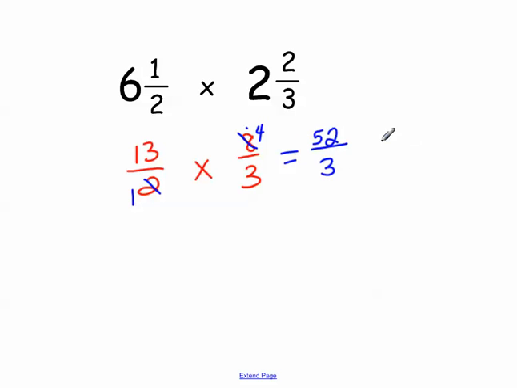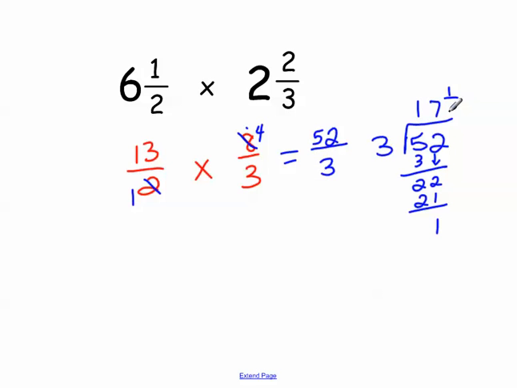Again, that is improper, so I need to divide. 3 goes into 5 one time. Bring down my 2. 3 goes into 22 7 times. And there's 1 left over. So bring my remainder on top, keep the same denominator. Okay?